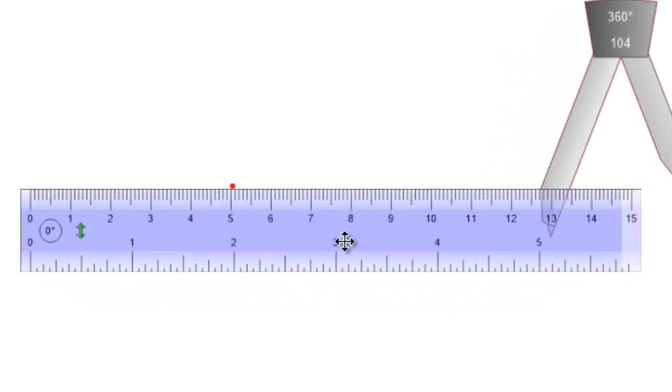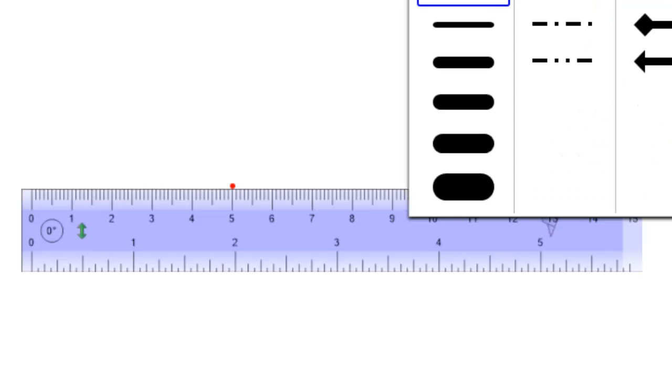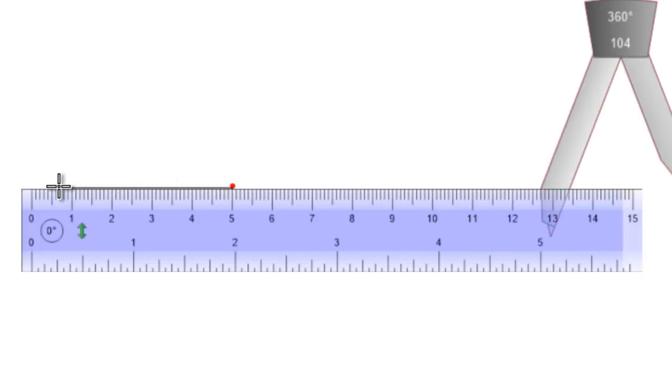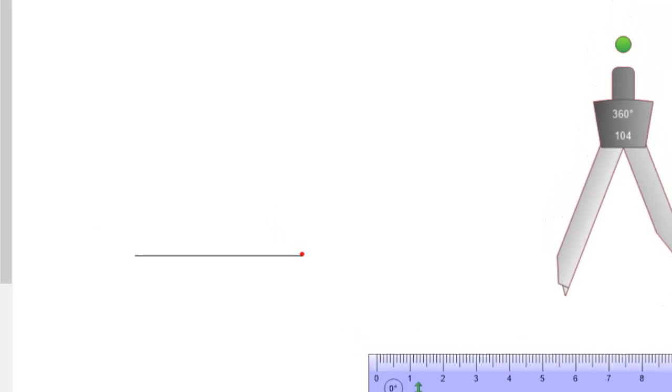As you can see, I'm trying to be careful with the exact dimension. Now I'm going to draw a line. I'm going to try to use a very thin line, and here we go. This is the line of 5 centimeter. Now let's say I'm going to change the color of the pencil, let's say to black. I will bring, as you can see, the compass on the center.